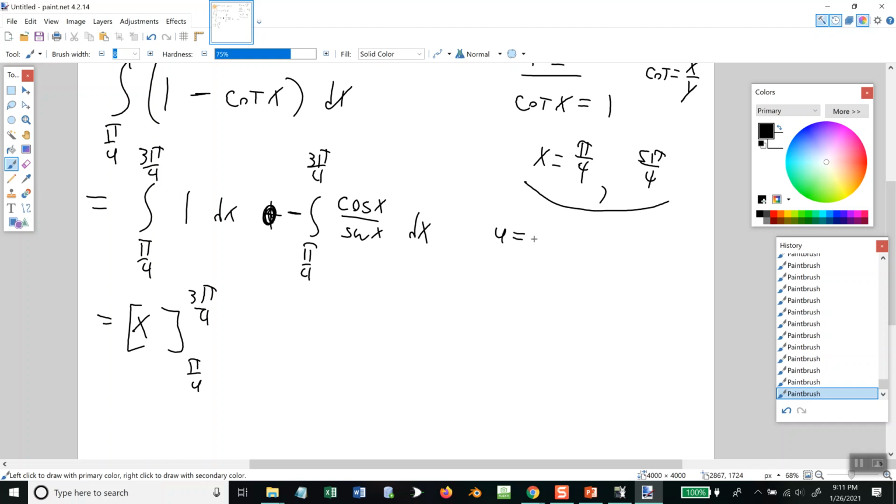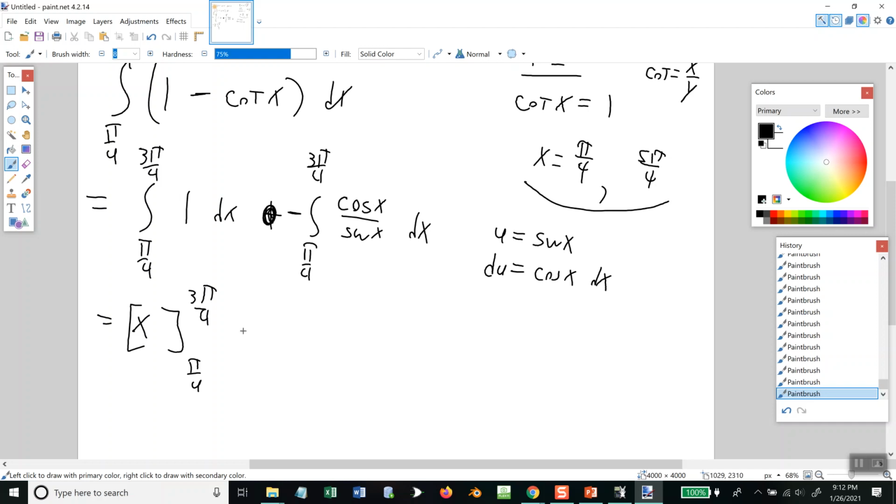What would our u be? Sine x? Because remember, if you've got a fraction, you try to let u equal the denominator. Yeah. Okay. So then the derivative of sine is cosine, and we add on our dx, which works out perfect because it has cosine x and dx.